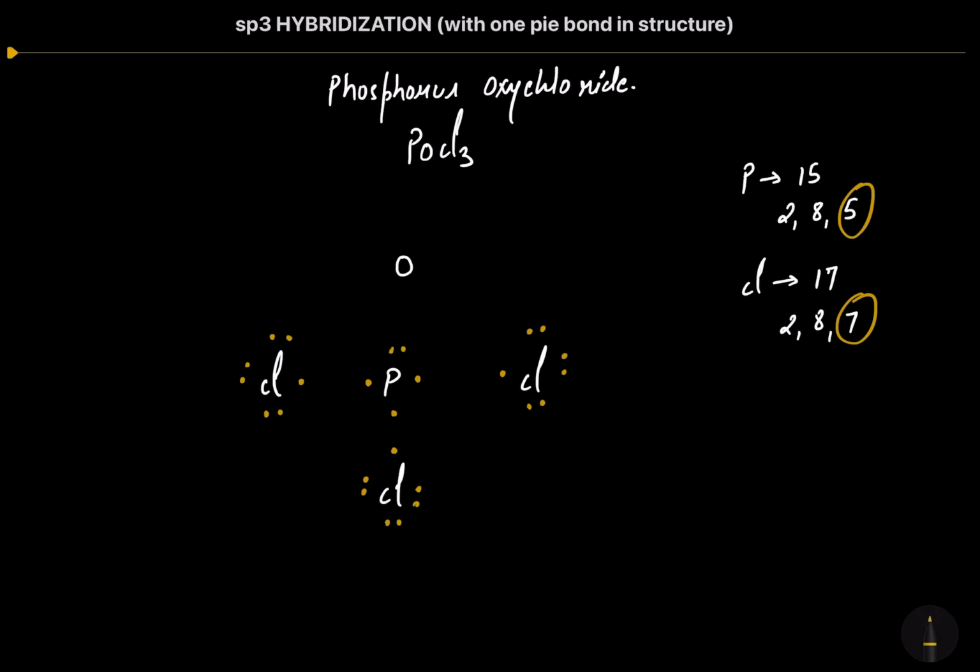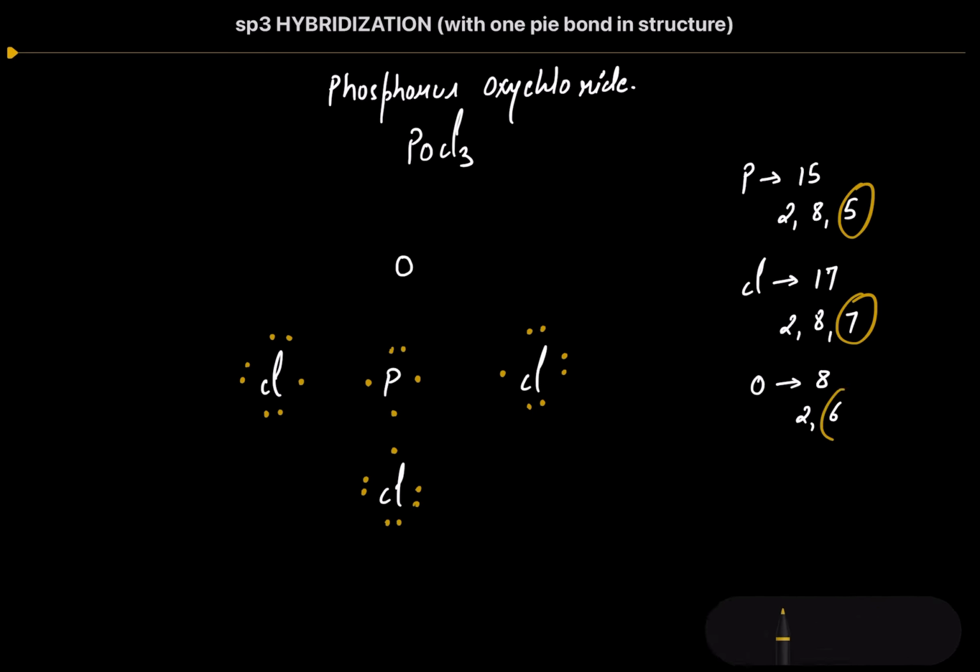Now let's talk about the oxygen. What's the atomic number of oxygen? That's 8. So the configuration is 2, 6. That means oxygen is having 6 electrons in its valence shell. So let's mark the 6 electrons around the oxygen in the Lewis structure. That's the first electron, second electron, third, fourth, fifth and the sixth.